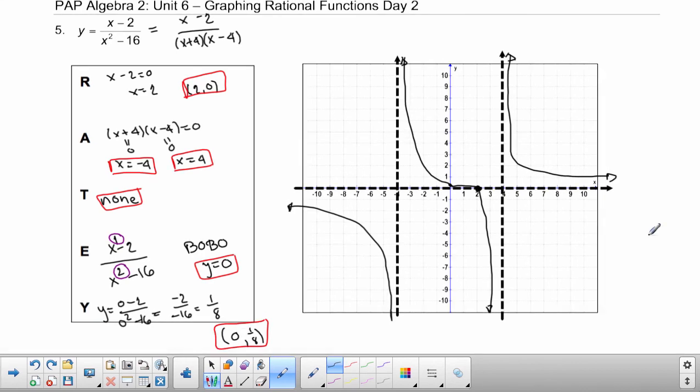For our last problem, number 6, I would like you to come to class with radii filled out, and we'll talk about how to graph it in class tomorrow.